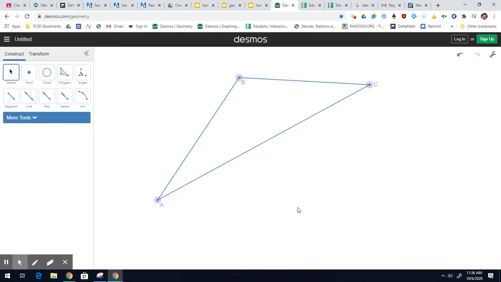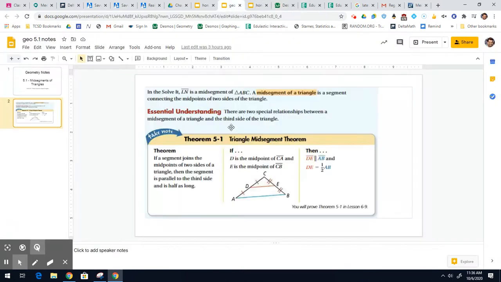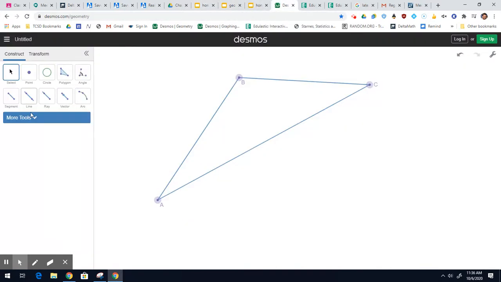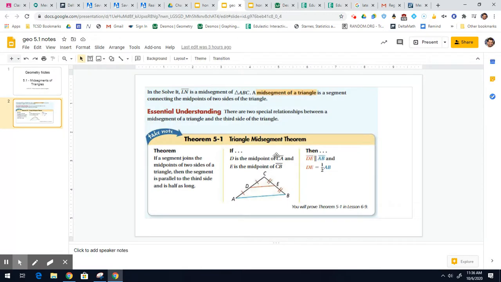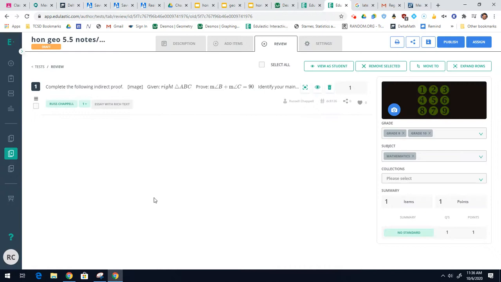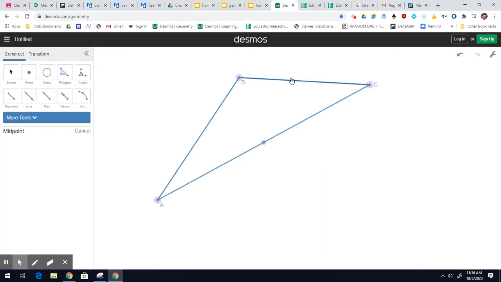I don't care which two sides you find the midpoints of, so let's just follow the theorem in the picture. They found the midpoints of AC and CB. AC was D and CB, or BC, was E. So remember, more tools, midpoint. AC, and then BC. Let me double check. Yeah, BC. So AB was the third side, so let's leave AB as the third side here as well. There we go, there's my other midpoint. They called this one D and this one E.